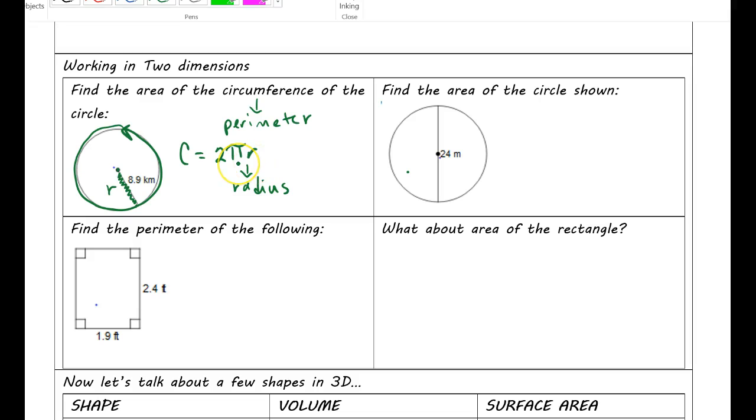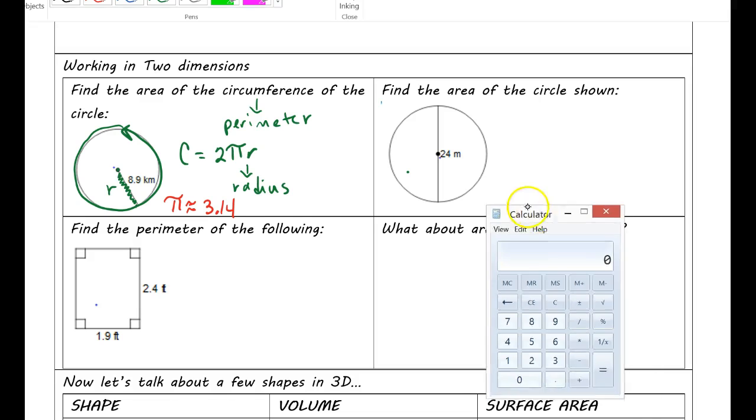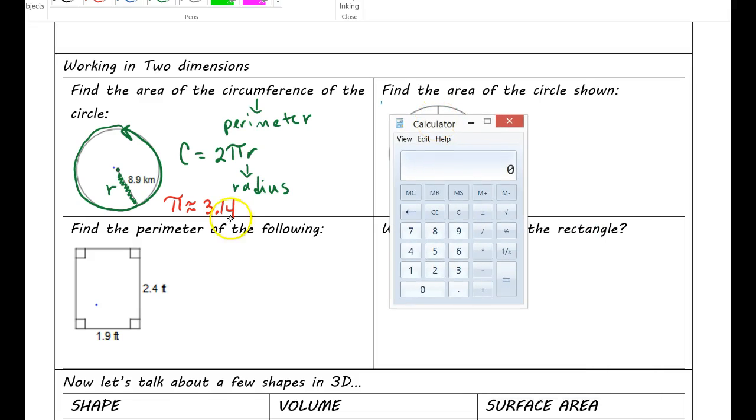Now, pi, you probably have heard of that number or seen that number, and there's some people out there in the world that have memorized that number out to a lot of decimal places. It's a decimal that never stops. I want you to round pi to 3.14. So if you have a calculator on your phone or at home, now's the time to get that out and get that ready. And what we're going to do, and I'll put my calculator right here, is just type in the necessary information, okay?